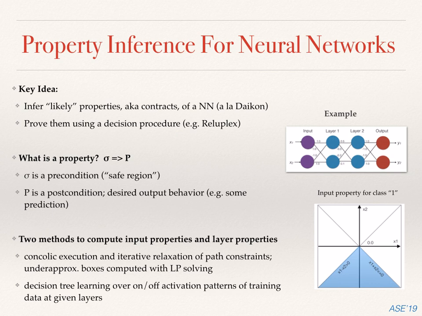And on the right-hand side of the slide, I show a simple example. We have a network with two inputs, two outputs, and two intermediate layers. And I also show an input property, which is a convex region in the input space that leads to class 1, for instance. And it basically represents a conjunction of constraints over the input values.